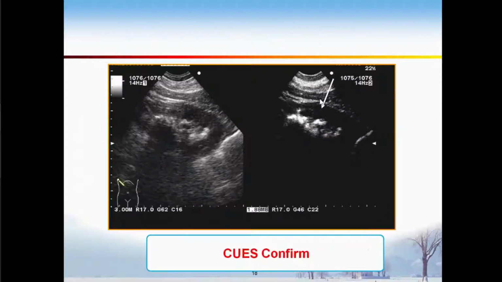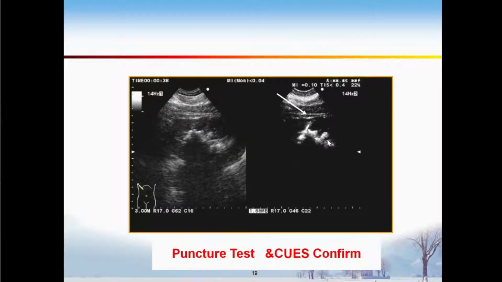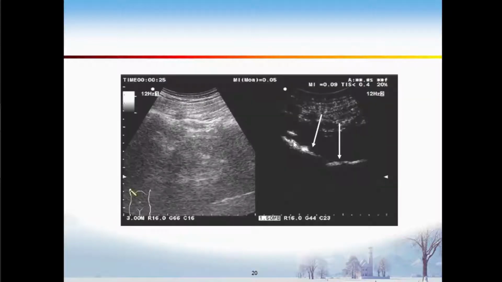In this case, we just use the contrast ultrasound to confirm. Here is the needle, here is the renal pelvis. In the next patient, we can see the needle here and the enhancement in the renal pelvis. So sometimes we can see the urine tract in the patients.